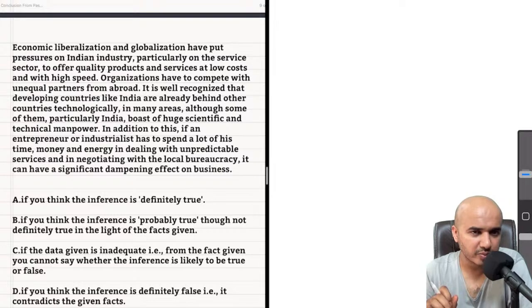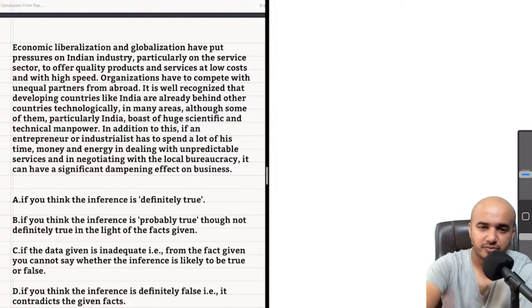Economic liberalization and globalization have put pressures on Indian industry, particularly on service sector, to offer quality products and services at low costs and with high speed. That means we are not able to do that. That is about us. What about foreign countries? Organizations have to compete with unequal partners from abroad. Further, they say it is well recognized that developing countries in India, okay, forget about the rest, but what we know from the passage, that is the first two sentences, this is in fact the case.